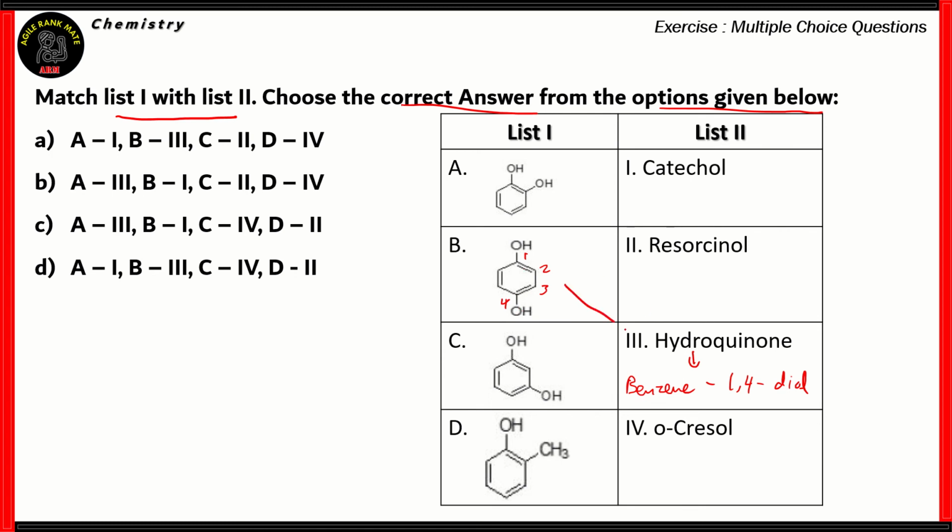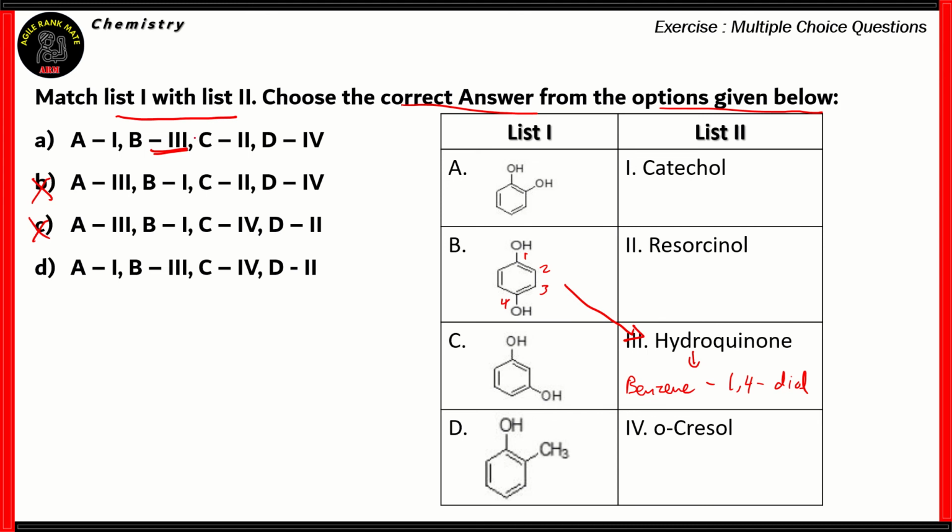So therefore, as you can see, B is directly connected to 3. So B matched with 3 is a right match. So therefore, the correct answers will only be between A and D. Options B and C are incorrect because they say that B is 1. They say that this particular structure is a catechol, which is wrong.